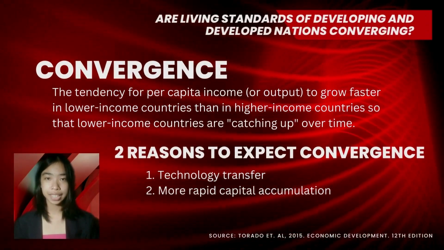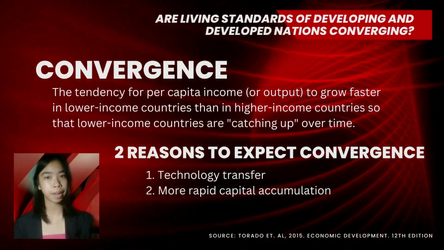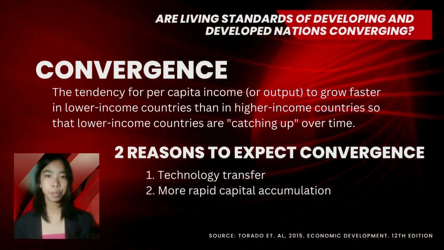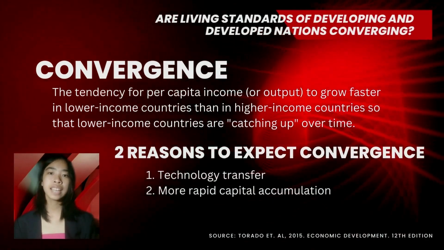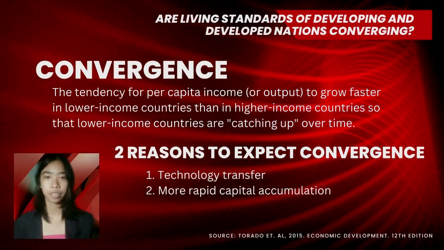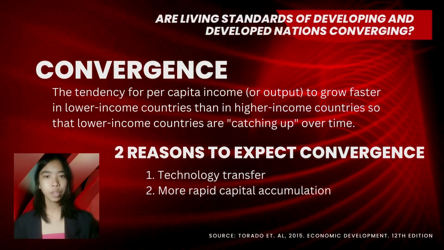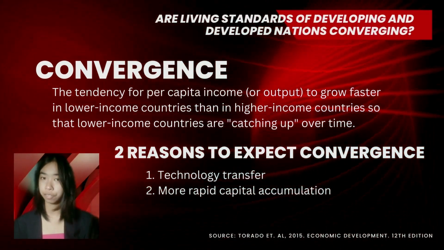Now, are the living standards of developing and developed nations converging? But what is convergence, by the way? It is a tendency for per capita income or output to grow faster in lower income countries than in higher income countries, so that lower income countries are catching up over time. The question is, are the living standards of developing and developed nations exhibiting convergence?